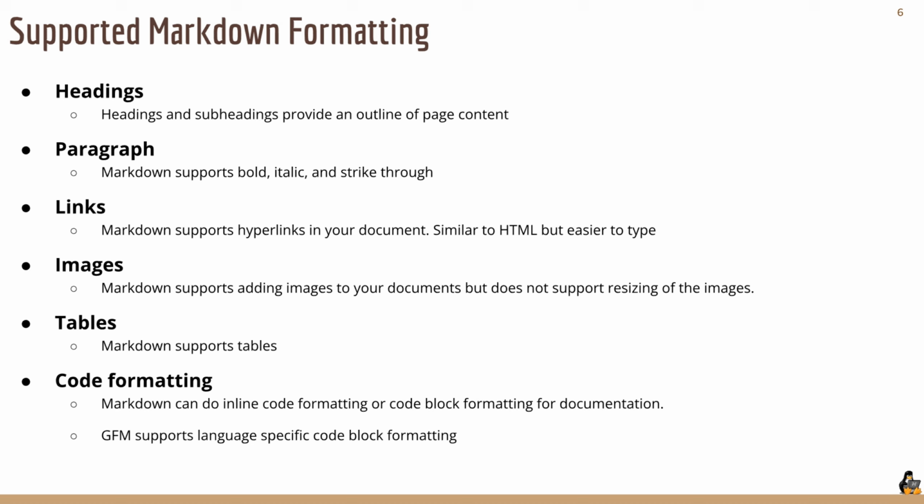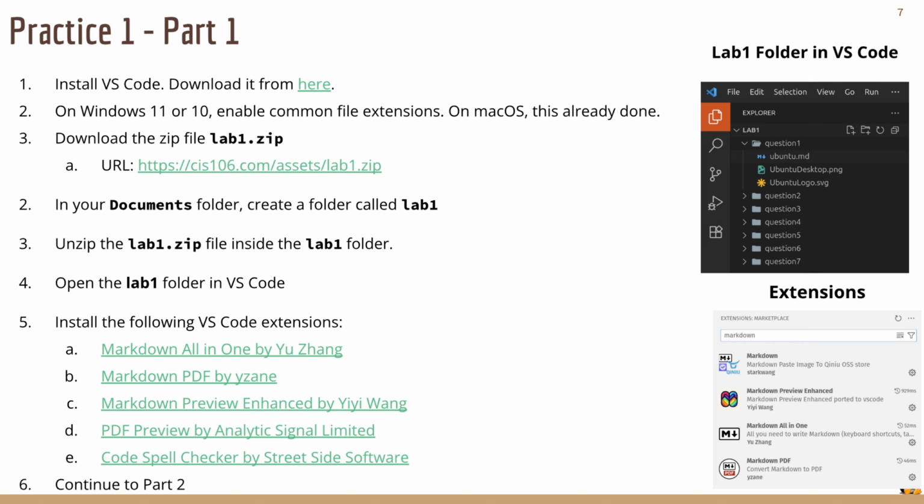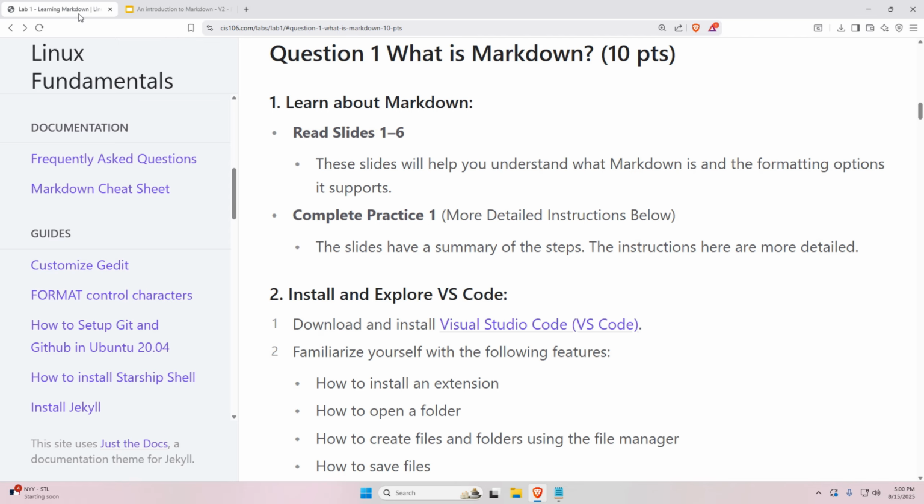So, what type of formatting does Markdown support? Well, Markdown supports headings, paragraphs, links, images, tables, and code formatting. With that said, let's go ahead and work on practice number 1. I'm going to go back to my instructions.